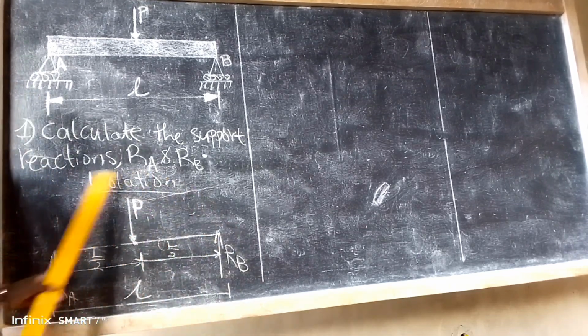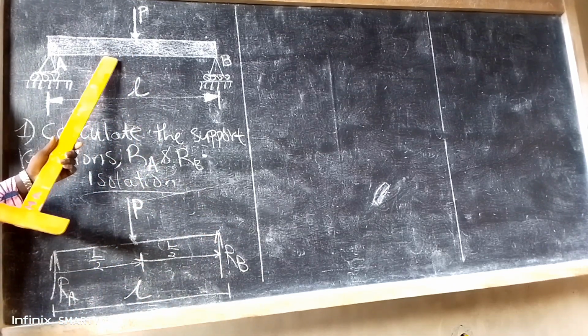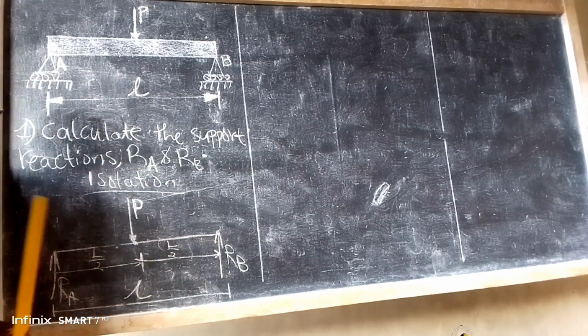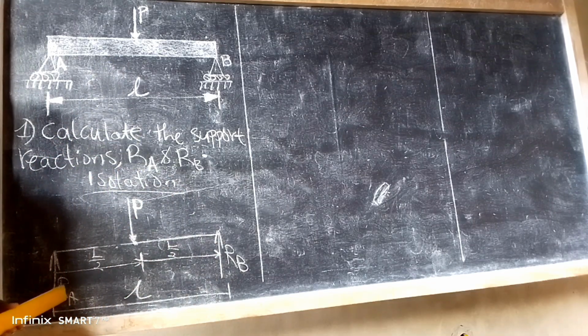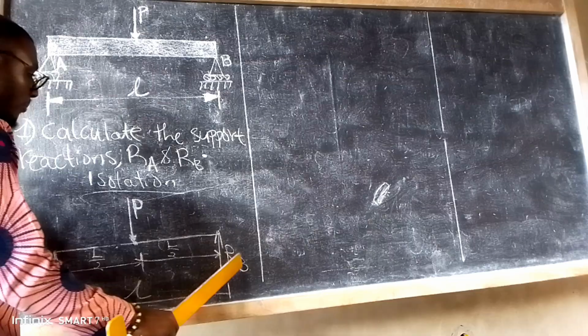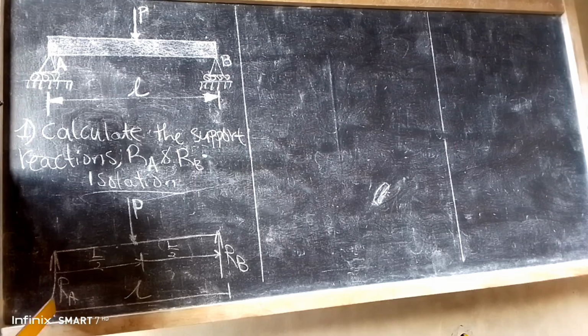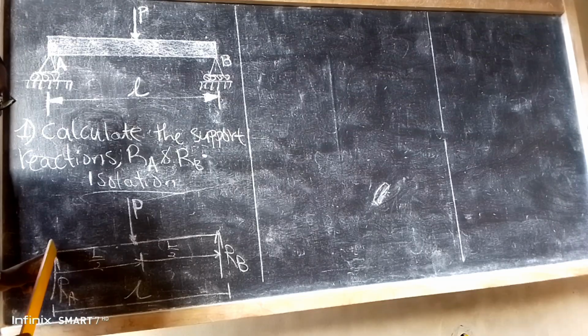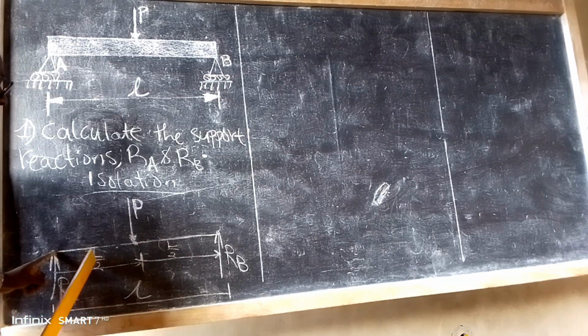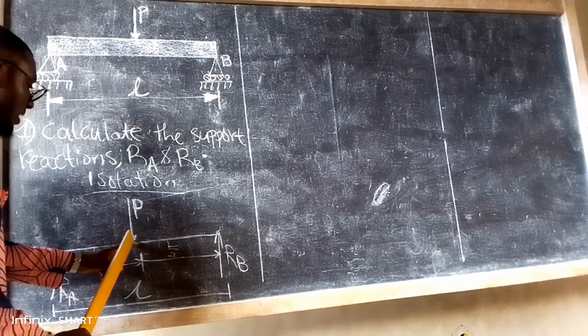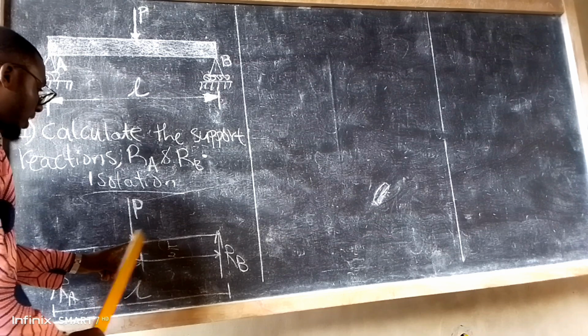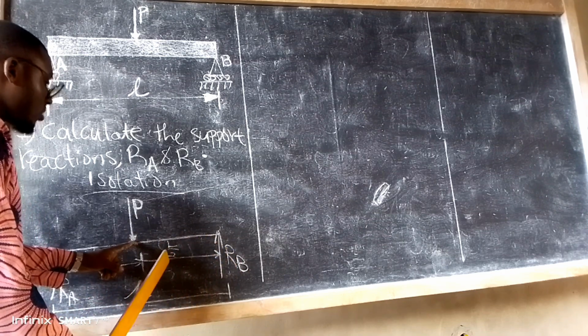So this is the isolation of this beam that we are seeing up here. This is RA, the reaction at point A, and the reaction at point B. This is the point load or the concentrated load at the midspan. So the length from RA to RB is L. To obtain the distance from RA to P, it is L on 2, and in the same manner, from P to RB is L on 2.